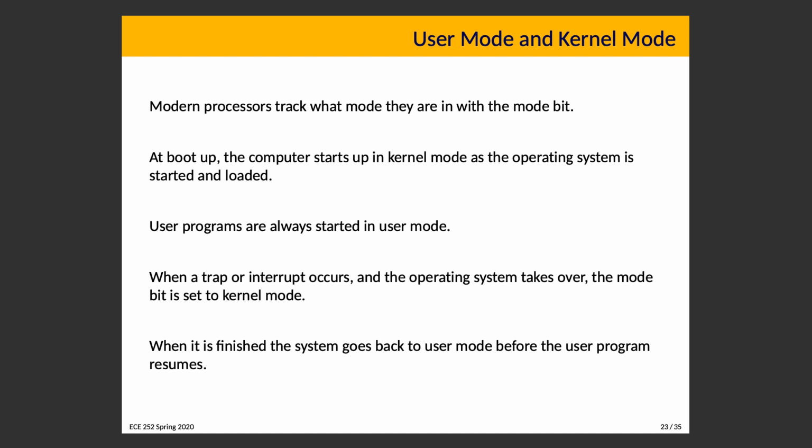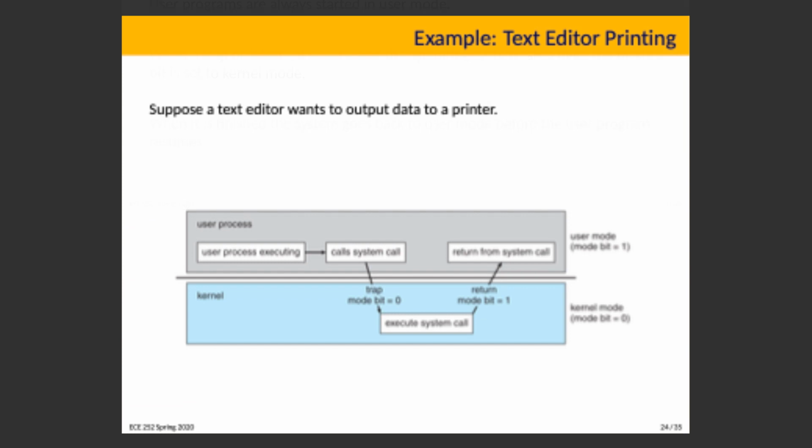And when a trap or interrupt occurs, this wakes up the operating system, which was previously just sleeping, waiting to be told something to do. And the mode bit is set to kernel mode. The operating system does whatever it needs to do, and when it is finished, the system goes back to user mode before the user program resumes.